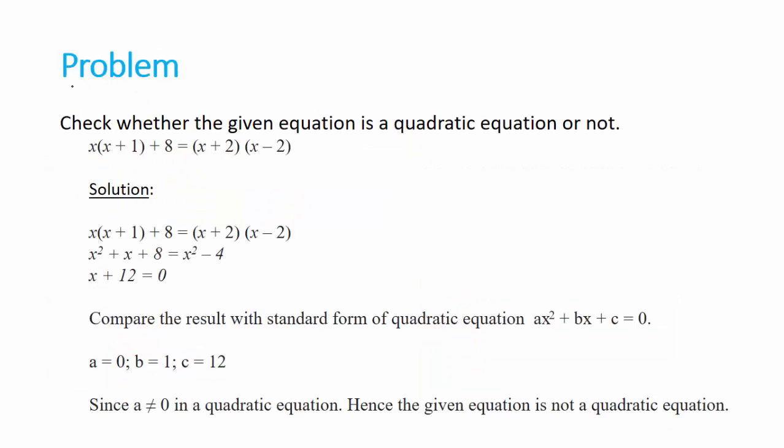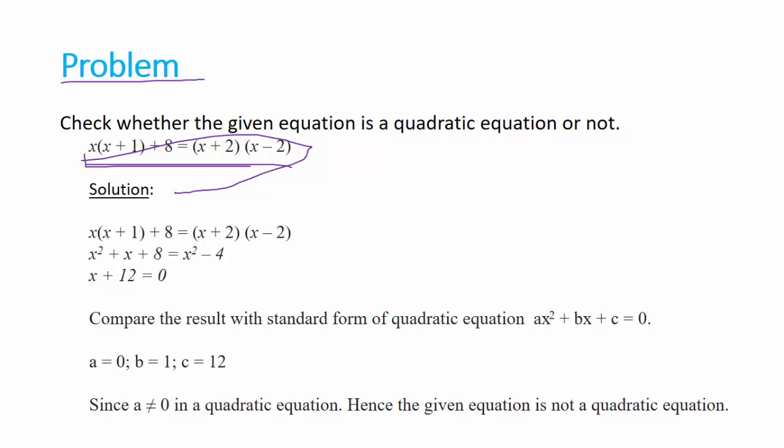Here is a problem regarding the identification of a quadratic equation. It says check whether the given equation is a quadratic equation or not. This is the given equation, and you have to identify whether this equation is a quadratic equation or not. The equation is x into (x plus 1) plus 8 is equal to (x plus 2) into (x minus 2). At first sight when you look at this equation, you may consider that this is a quadratic equation because it is having the x square term. X into x becomes x square, so it might be a quadratic equation.